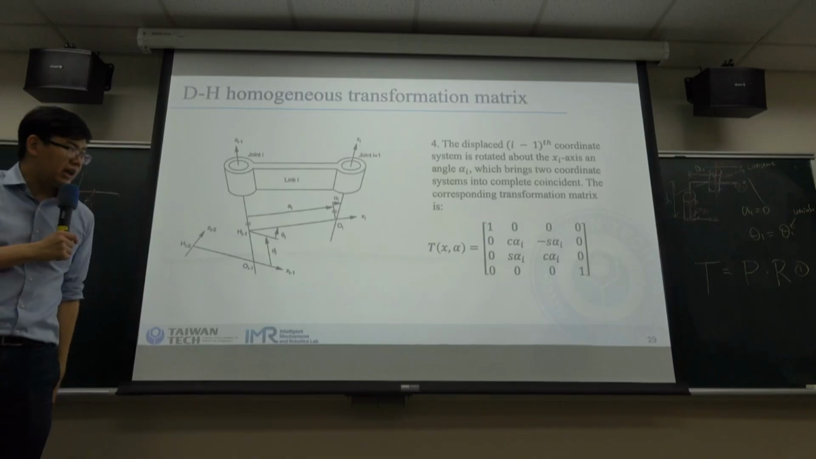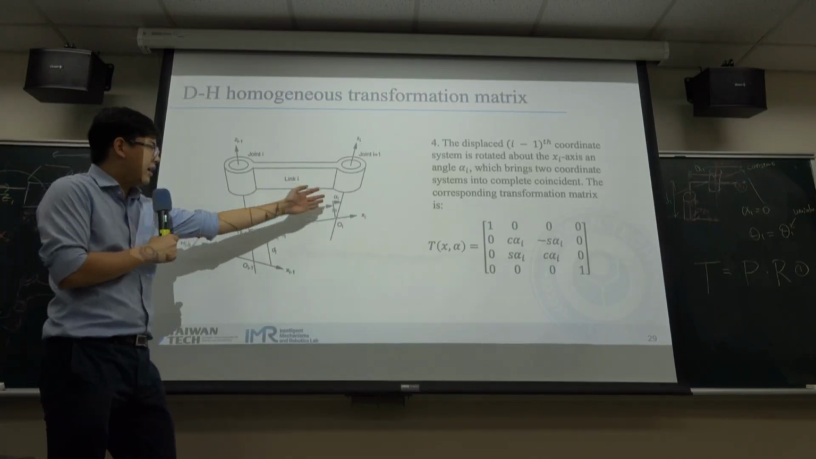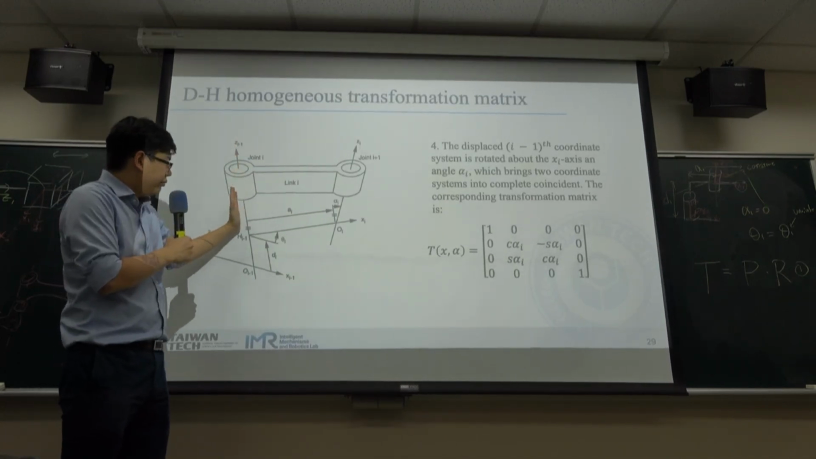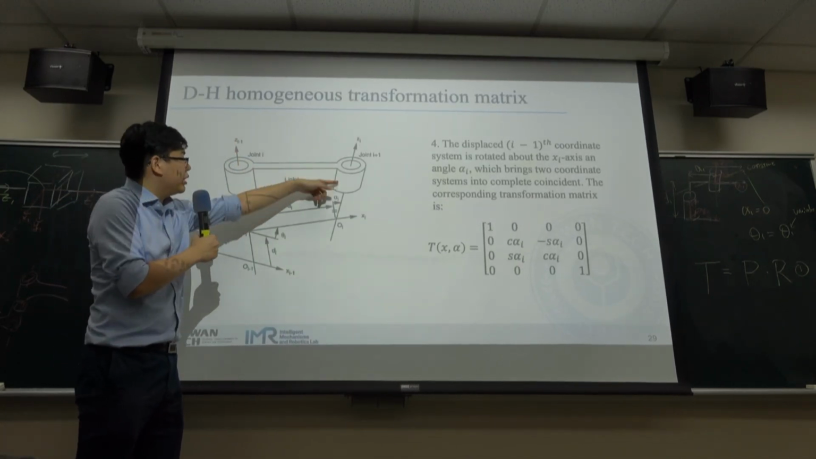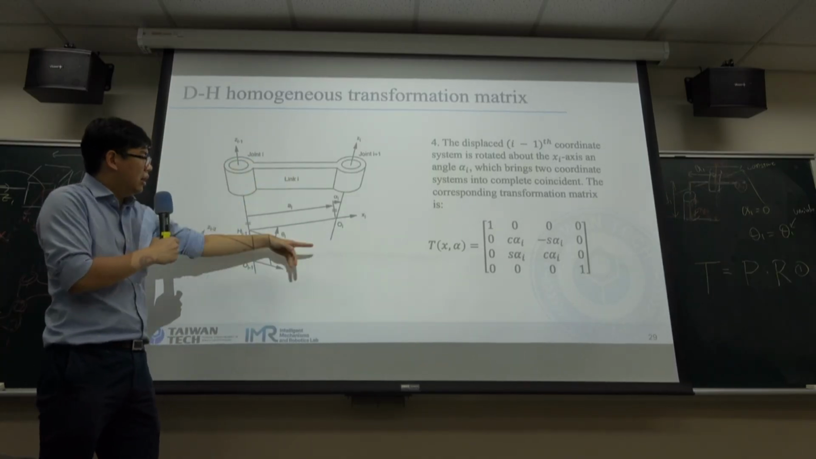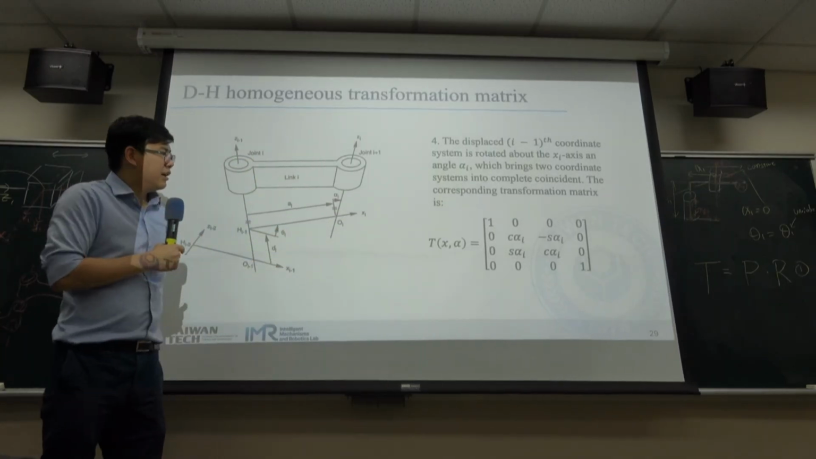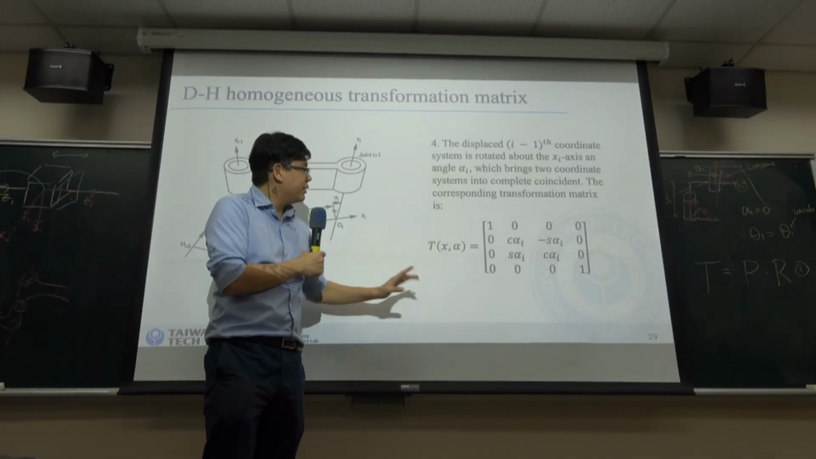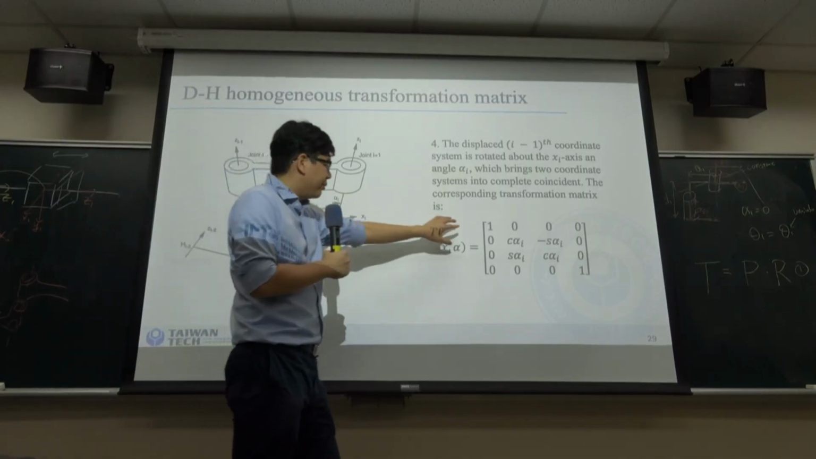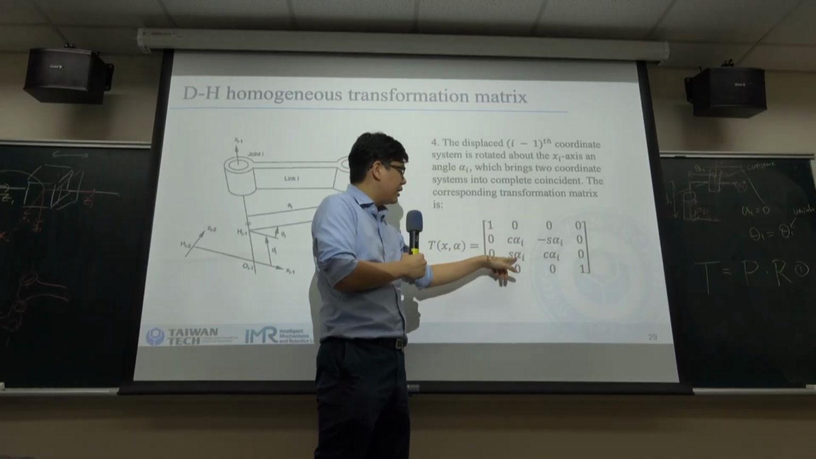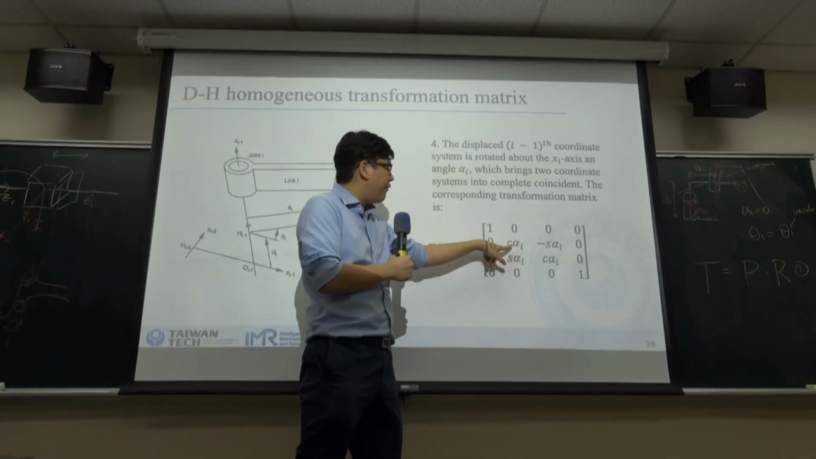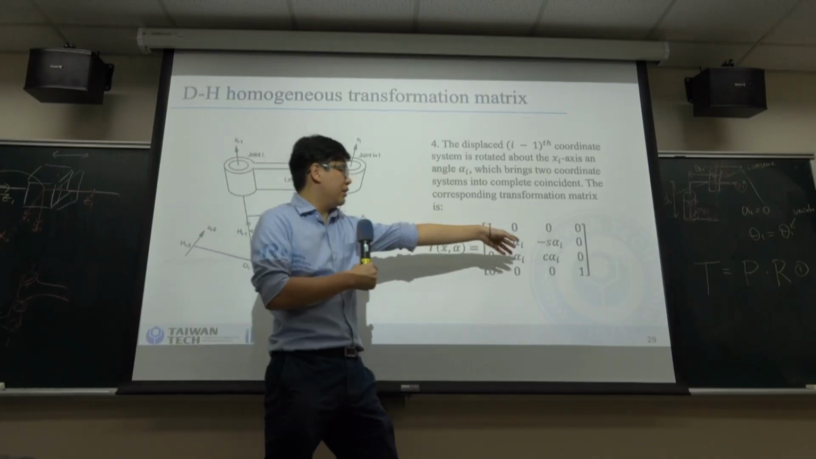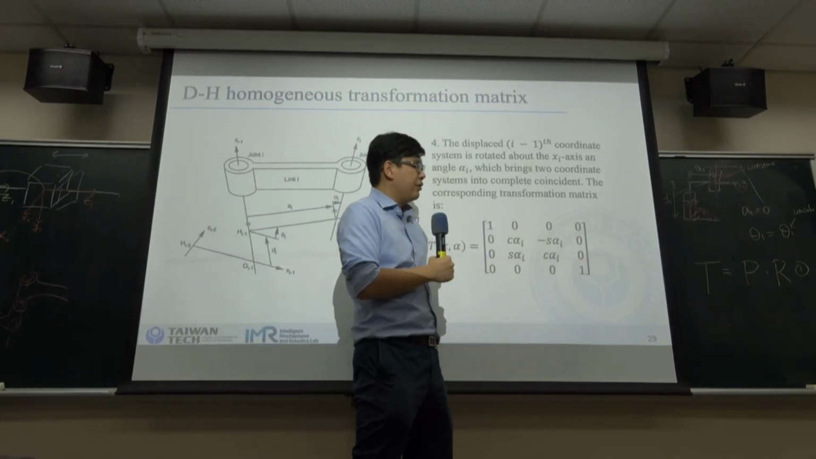So we come to the last one, which is alpha. And alpha means the rotation, the angle between the two z-axes, about the x-axis. So this rotates alpha about x. And through this rotation matrix, we know that it rotates alpha_i value about x. And the position does not change.